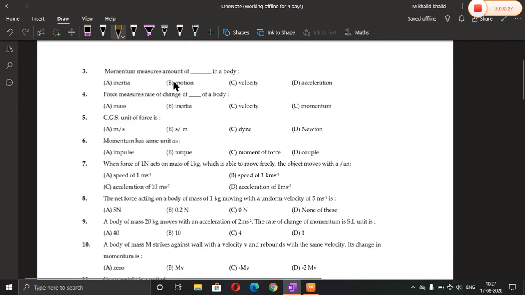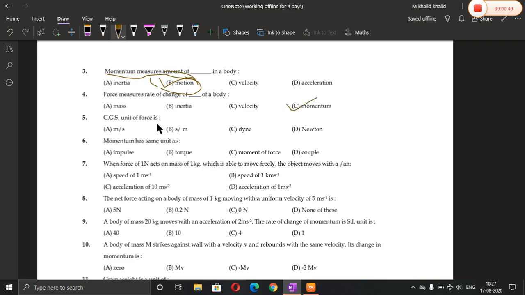Now what does the first question say? The momentum measures the amount of what? It measures the amount of motion, obviously, because we said that momentum is the product of mass and velocity, and it measures the motion of the body. Force measures the rate of change of linear momentum, so our answer will be C.